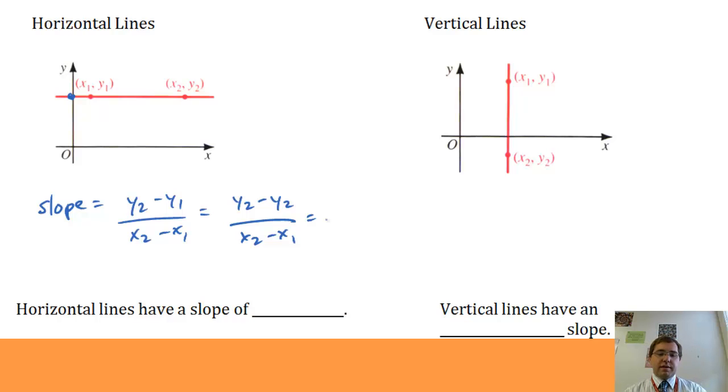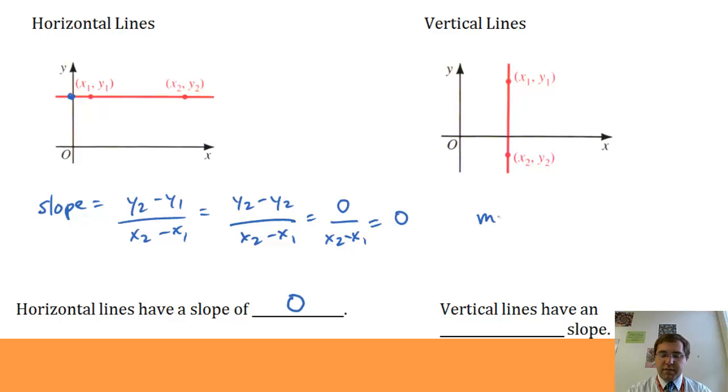The two y-coordinates are the same. The x-coordinates are clearly not. If I trace them down to the x-axis, they would hit at different points. But the y-coordinates are the same, which means the top is just 0. The bottom is some number that's not 0, but the top is 0, and 0 divided by anything is 0. So for any horizontal line, I have a slope of 0. Horizontal lines have a slope of 0. Always.